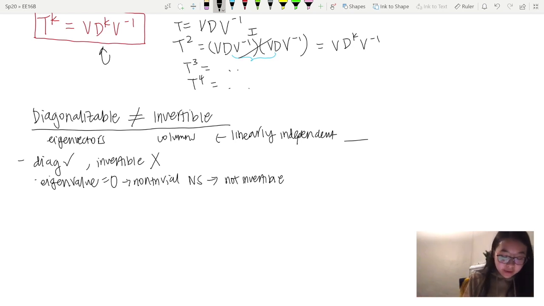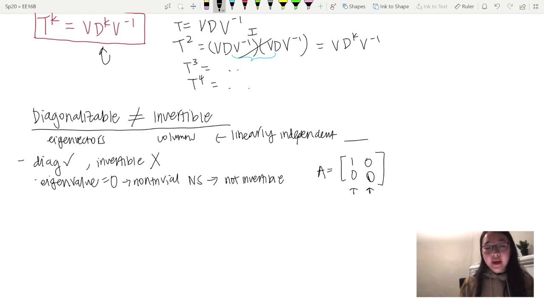So a matrix that demonstrates this is 1, 0, 0, 1, 0, 0. From here you can easily tell that these two columns are linearly dependent, and it therefore has a non-trivial null space, and because of this, it is not invertible. But here, you still have two distinct eigenvalues, and it will actually result in the eigenvectors of 1, 0 and 0, 1. So hence, it's still diagonalizable.